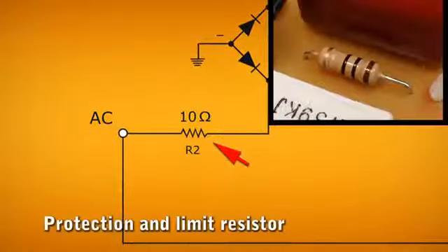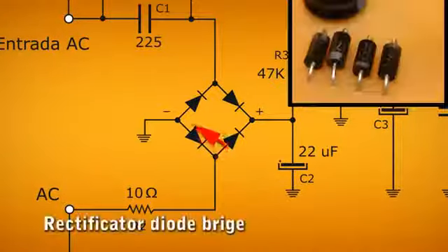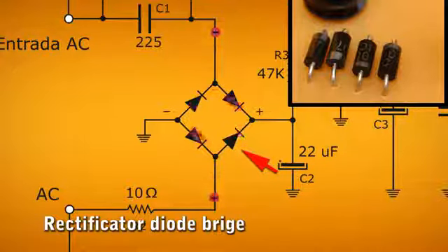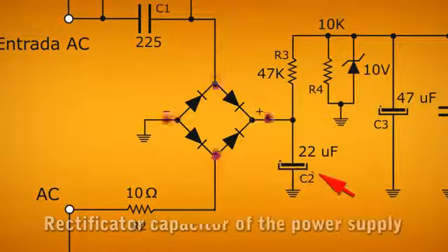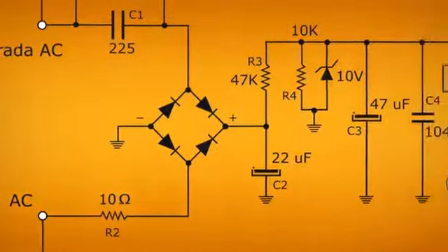In the other input of the public network, there is a 10 ohm resistor, which works as a fuse and also helps to limit the current. After the current passes through the capacitor and the resistor, it reaches a diode bridge, which is responsible for separating the positive and the negative half cycles, which are then rectified by a capacitor, converting alternating current into direct current.